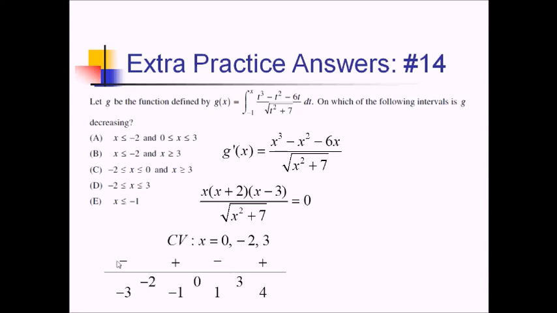So that would be from negative infinity to negative 2, and from 0 to 3. So this, they have it in old school notation. So this is really just x is less than negative 2, and we also have 0 less than x less than 3. So the closest answer here is choice A.